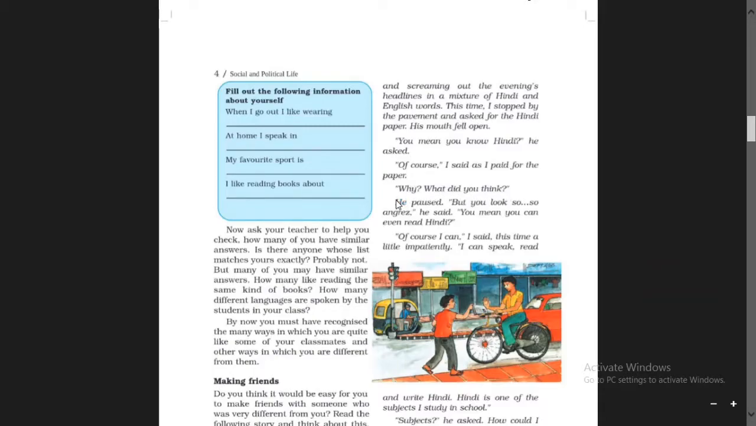They replied, that boy, the boy who came with newspaper, he said, the boy who wanted to purchase that newspaper, he said, why? What did you think? He posed, "But you look so Angrez," he said. So in the reply, he said, you look Angrez. Angrez means English person. He said, "You mean you can even read Hindi?"